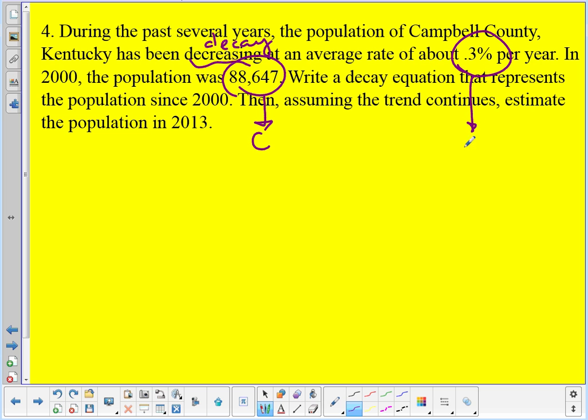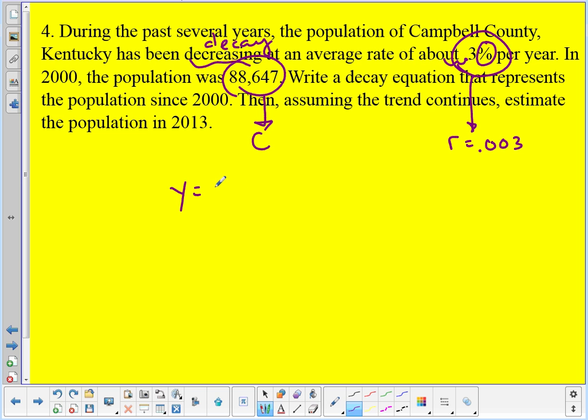0.3%, that's my r, but I need to go back 2 places, and it seems crazy because I have my decimal point in front of the 3, so it seems like I'm already there, but I'm not. The fact that there's a percent sign means I still need to move it. So this is 0.003. That's my decay rate. So my equation looks like this.